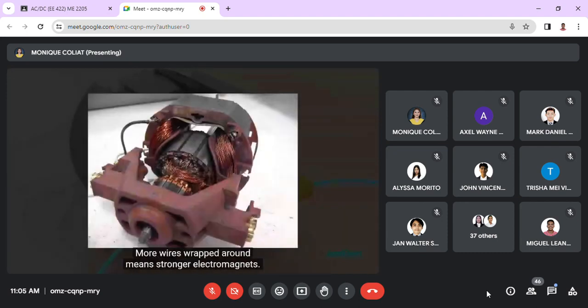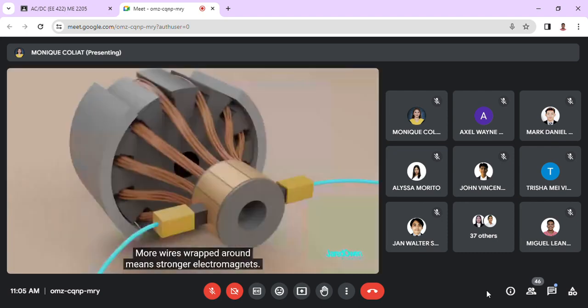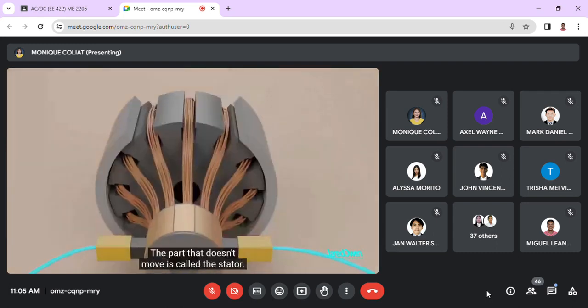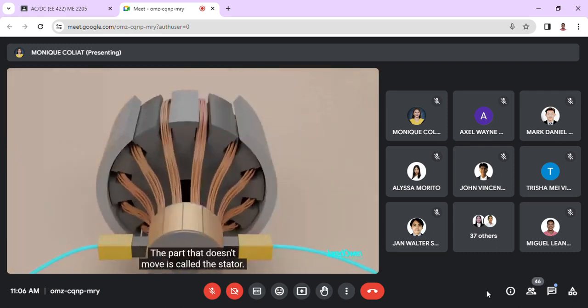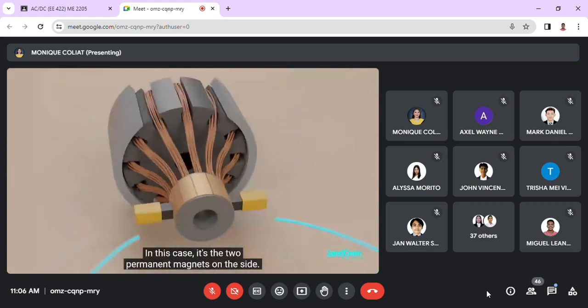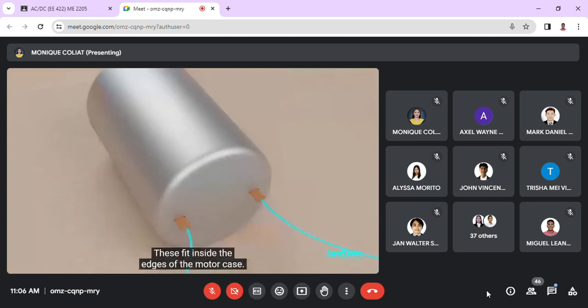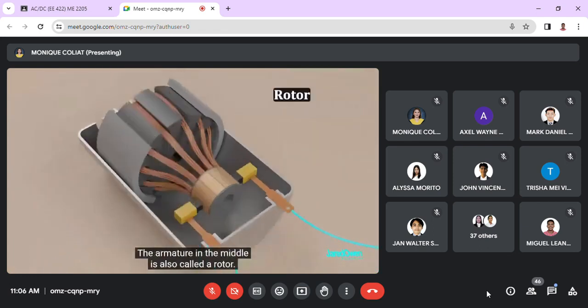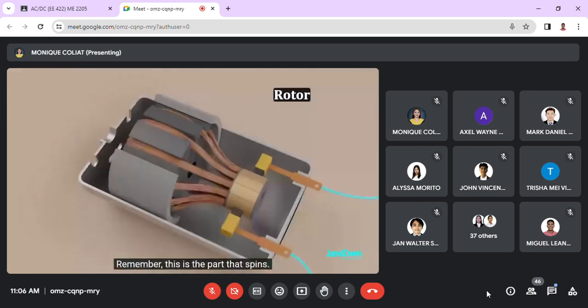Another way to make this stronger is to use more electricity. Let's learn a few more terms here. The part that doesn't move is called the stator. In this case, it's the two permanent magnets inside. These fit inside the edges of the motor case. The armature in the middle is also called a rotor. Remember, this is the part that spins. The axle goes through the middle here and then sticks out the back of the motor.